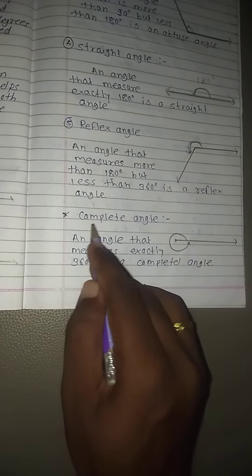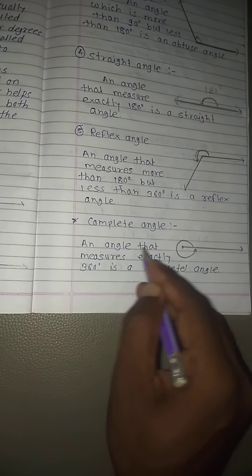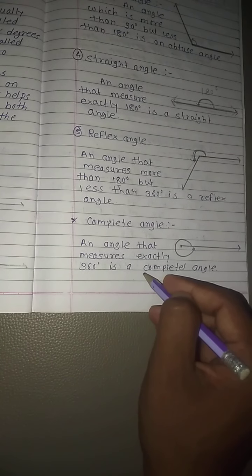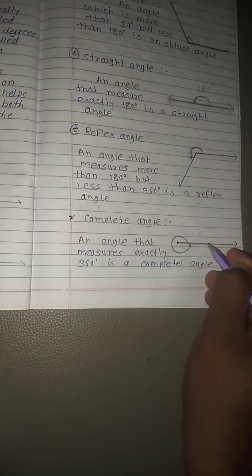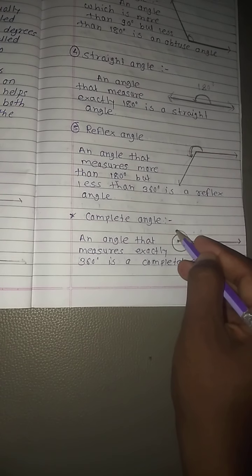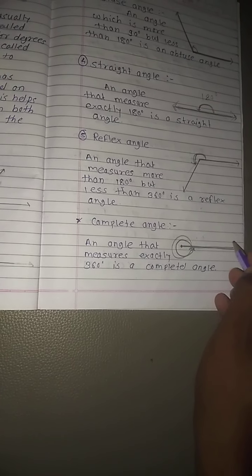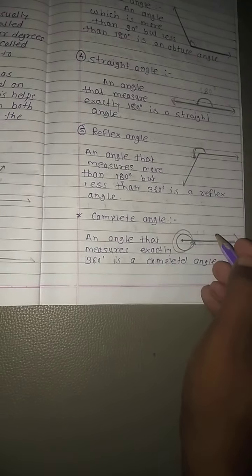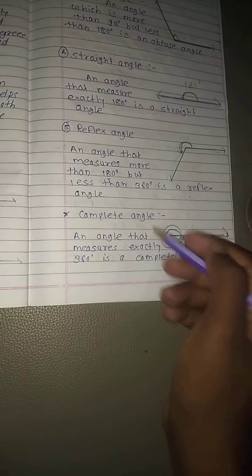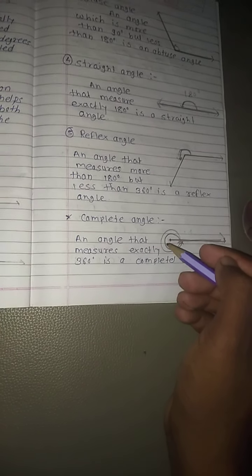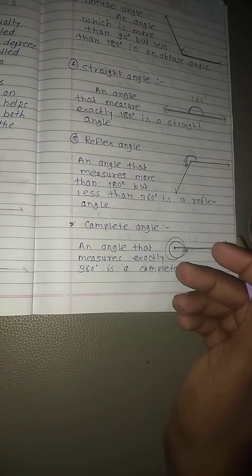Now we will discuss the next, very important part, the complete angle. An angle that measures exactly 360 degrees is called a complete angle. This is where the initial line started, and if we measure the angle from this part to this part and the terminal arm comes over the initial arm, so that the initial arm and terminal arm are the same, then we can say that this is a complete angle, with a measure of 360 degrees. I hope you understand this part.